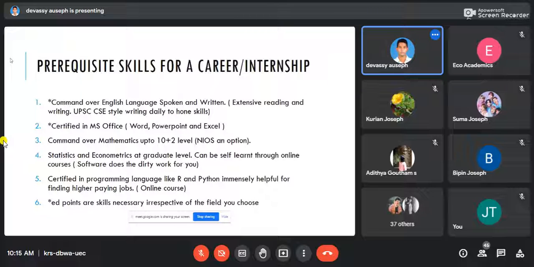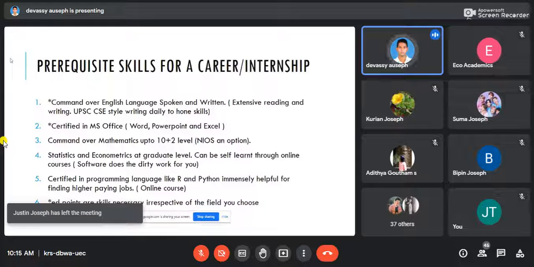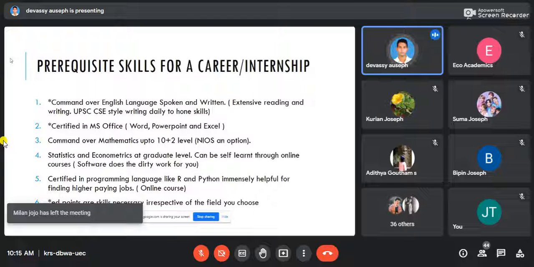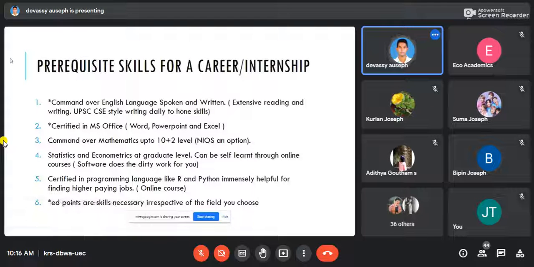And written English, but if you're going for a research internship, it's your written English that counts. Your spoken English doesn't count so much. You don't have to be so good in spoken English. If your written English is good, then your research internship is set. You just have to be good at research.